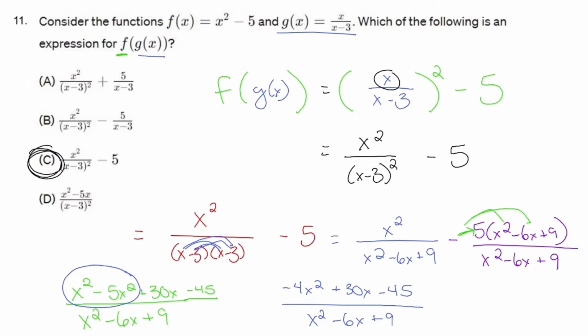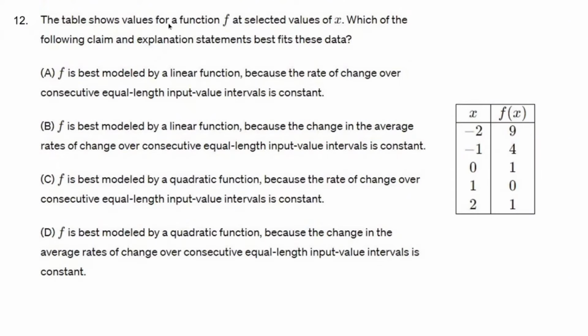The table shows values for a function f at selected values of x. So negative 2, negative 1, 0, 1, 2, and 9, 4, 1, 0, 1. Ooh, it's not linear. And it looks like that's what we're supposed to figure out. I think I gave that away.